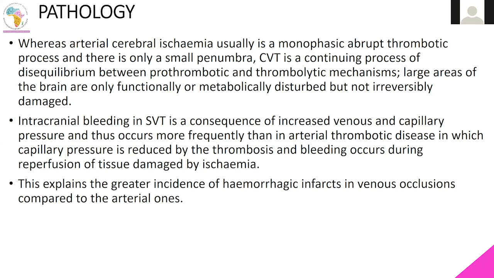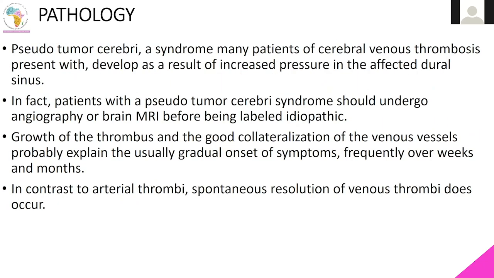So intracranial bleeding in CVT is a consequence of increased venous and capillary pressure, and thus occurs more frequently than in arterial thrombotic disease, in which capillary pressure is reduced by the thrombosis and bleeding occurs during reperfusion of tissue damaged by ischemia. This explains the greater incidence of hemorrhagic infarct in venous occlusion compared to arterial ones.